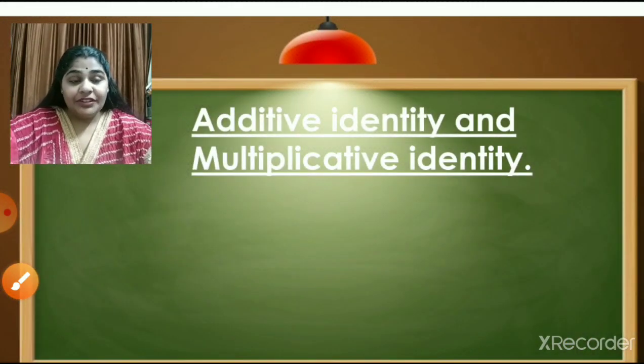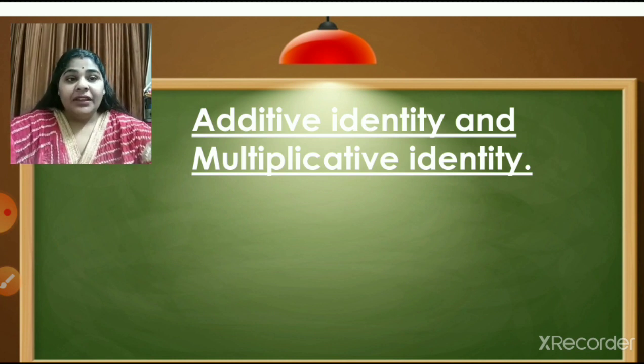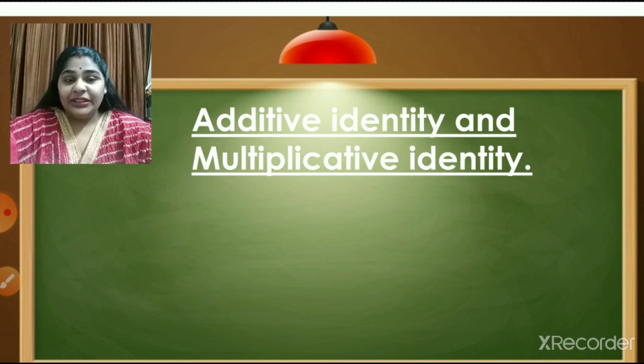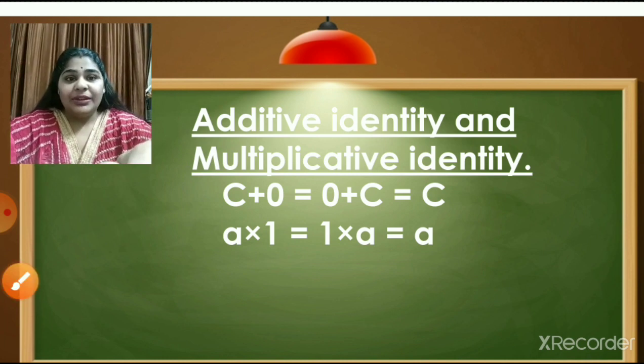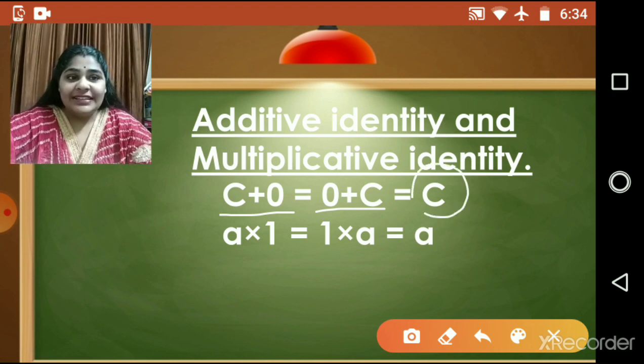So this is distributive property of multiplication over addition and subtraction. Next one, which is very important, is additive identity and multiplicative identity. Additive identity means such a number which we add to any rational number, the answer should be the same rational number. That is, C plus 0 is equal to 0 plus C is equal to what, children? Yes, C.